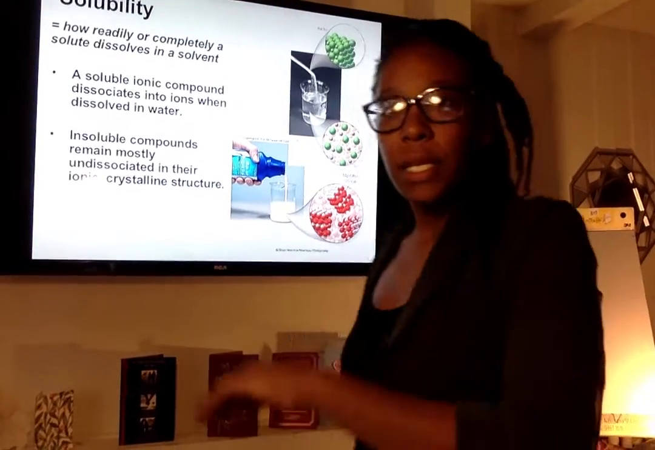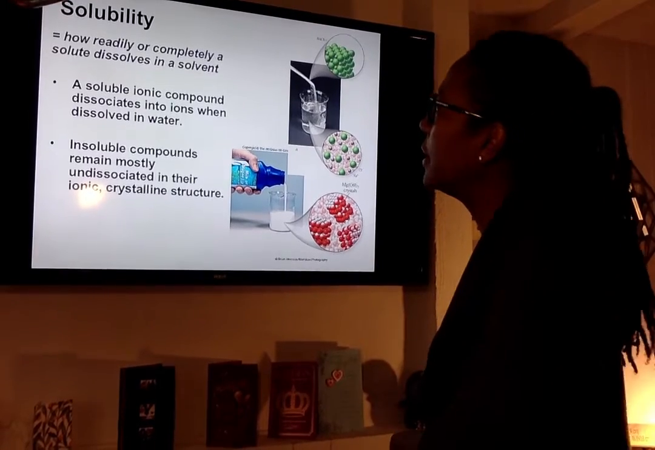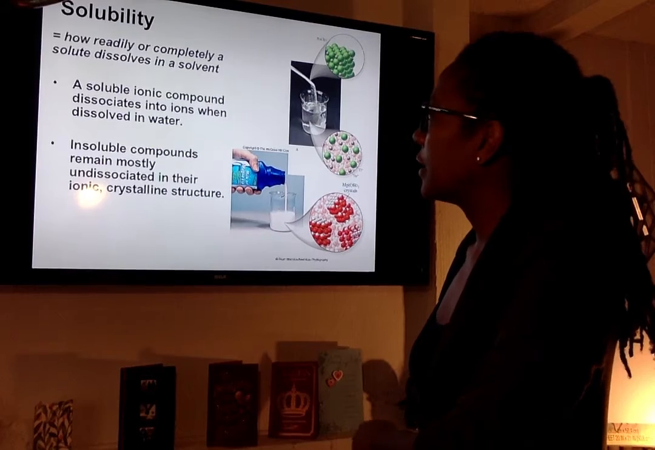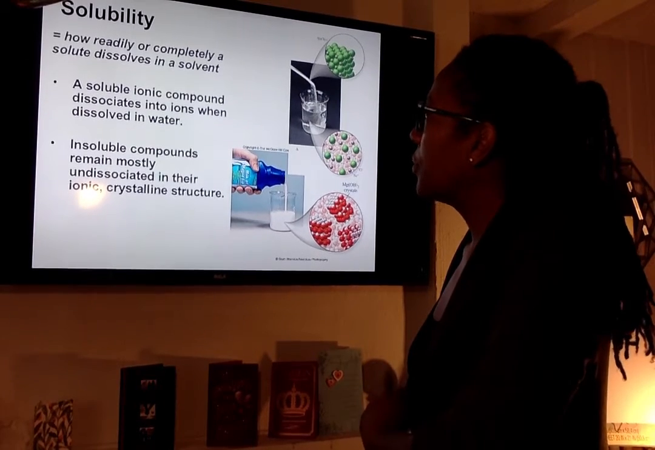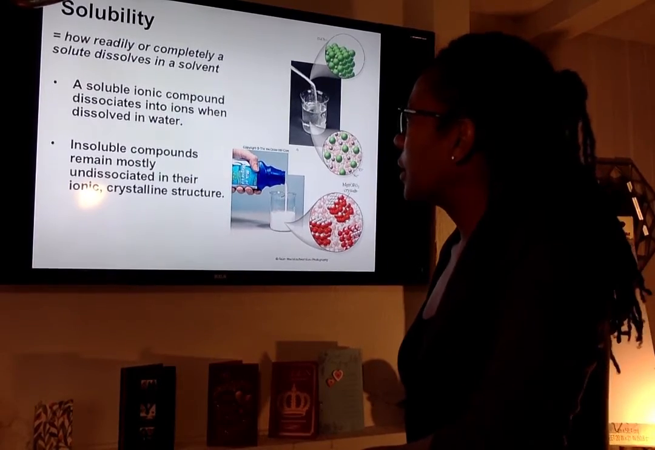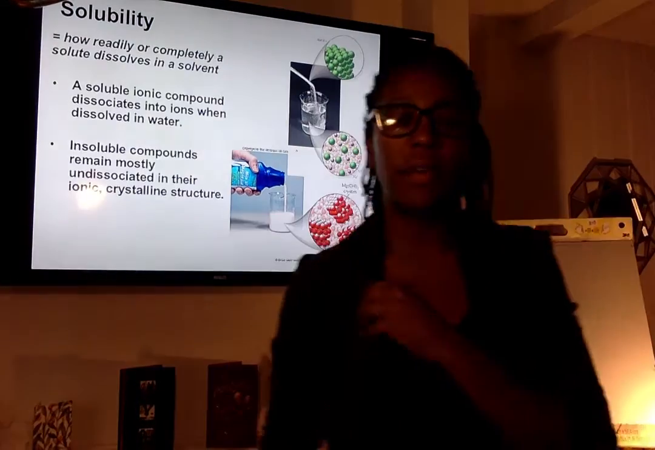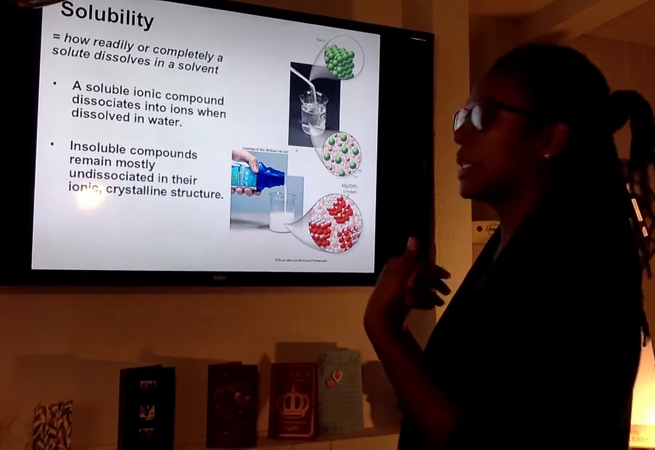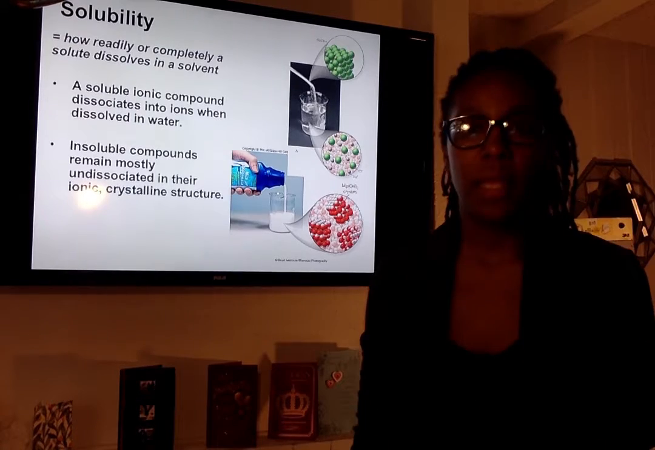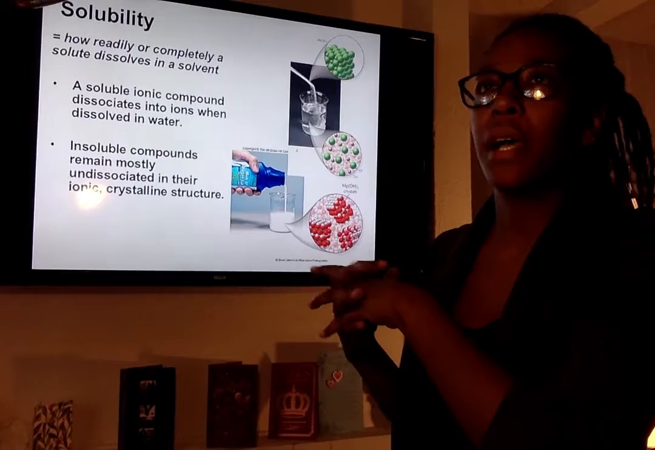Okay, solubility. Solubility is how readily or completely a solute dissolves in a solvent. A soluble ionic compound dissociates into ions when dissolved in water. When it's soluble, we've talked about this like electrolytes, right? When you have something that is able to easily dissociate, its ability to dissociate is going to tell you how soluble something is.